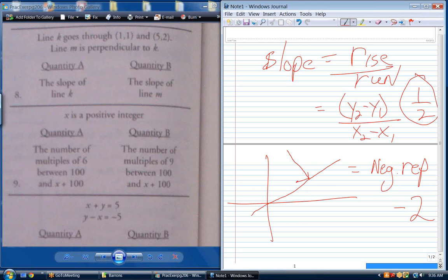This negative reciprocal, you didn't really have to know that. You just needed to know that it was opposite for this question, but you do have to know that negative reciprocal for other questions. Okay. So that's worth memorizing. In other words, if I have a slope of minus 3/5, the negative reciprocal of that is 5/3.